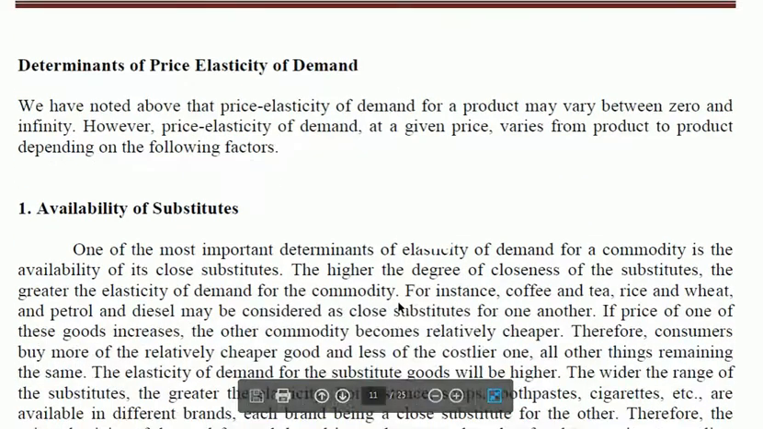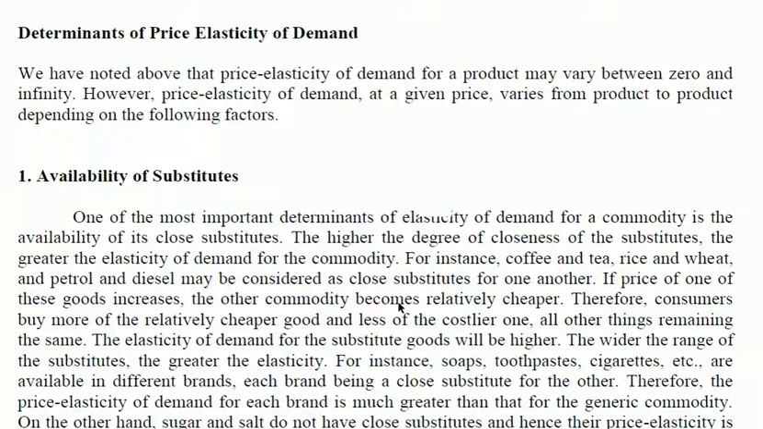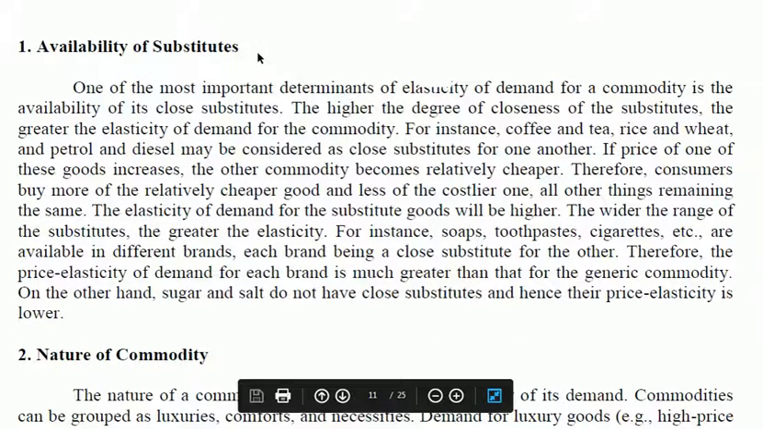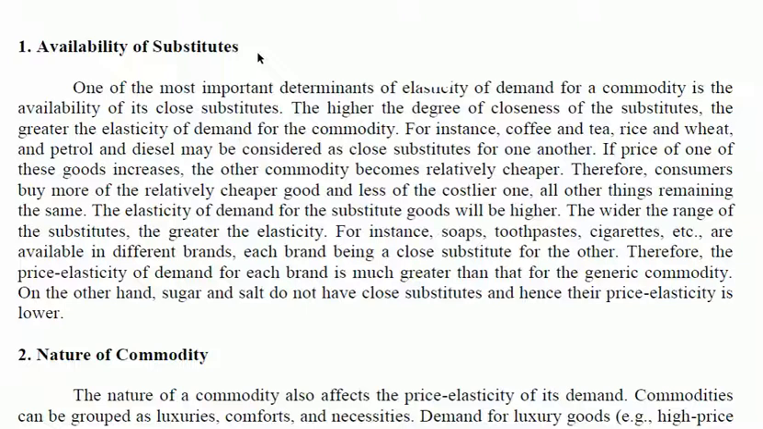Then we move on to the determinants of price elasticity. The first is availability of substitutes. If I don't have Pepsi, I will have Coke. That is a substitute. If I don't have 7 Up, I will have Sprite. If I don't have Mirinda, I will buy Fanta. If I don't have coffee, I'll drink tea. If a substitute is there, the price elasticity will be very much determined by it.